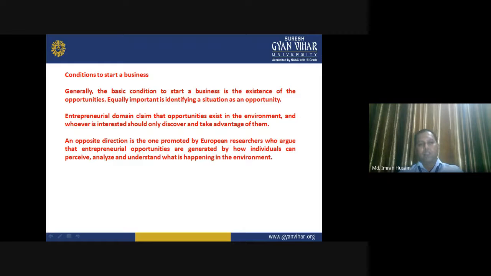Conditions to start a business. Generally, the basic condition to start a business is the existence of opportunities. Equally important is identifying a situation as an opportunity. The entrepreneurial domain claims that opportunities exist in the environment, and whoever is interested should only discover and take advantage of them. An opposite direction is the one promoted by a European researcher who argues that entrepreneurial opportunities are generated by how individuals perceive, analyze, and understand what is happening in the environment.